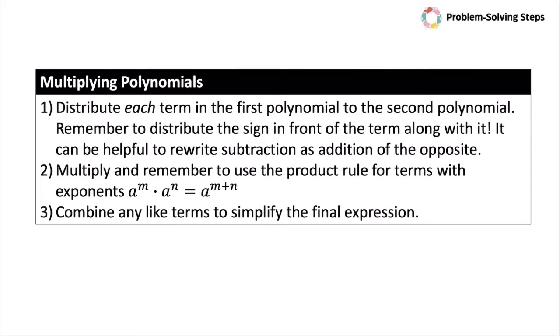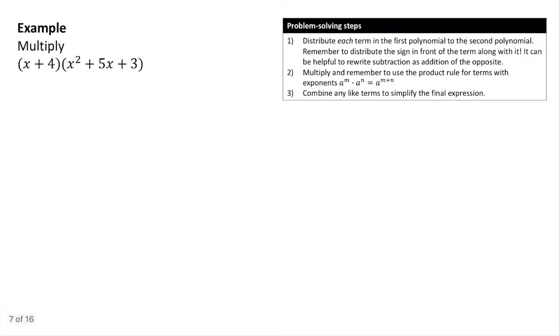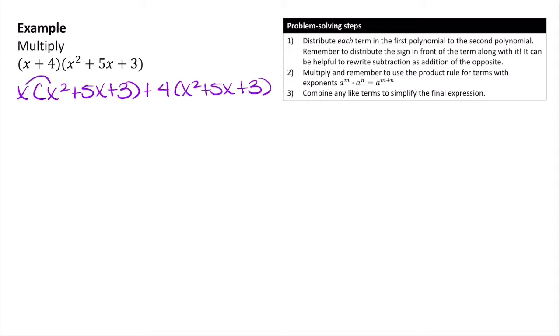So let's try multiplying x plus 4 times x squared plus 5x plus 3. So we're going to distribute each term in the first binomial to the second trinomial. So we have x times x squared plus 5x plus 3, plus 4 times x squared plus 5x plus 3. So now we're going to distribute x. So x times x squared is going to give me x cubed, plus x times 5x is going to give me 5x squared. x times 3 will give me plus 3x.